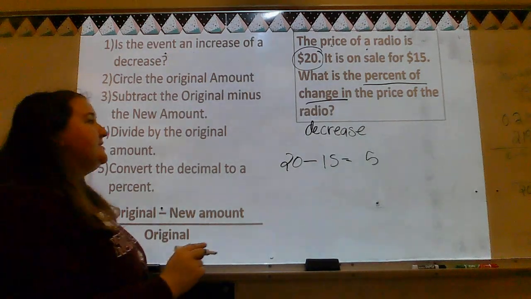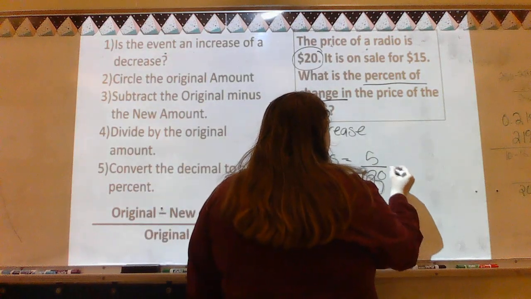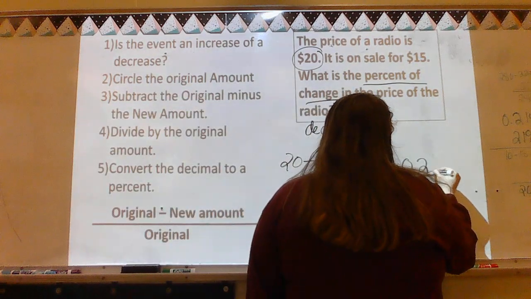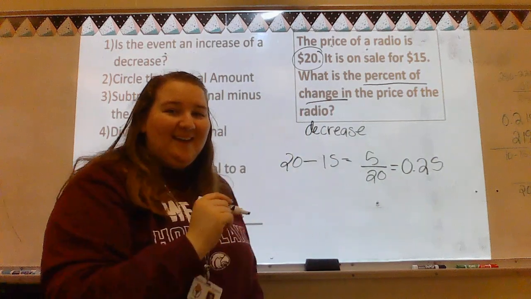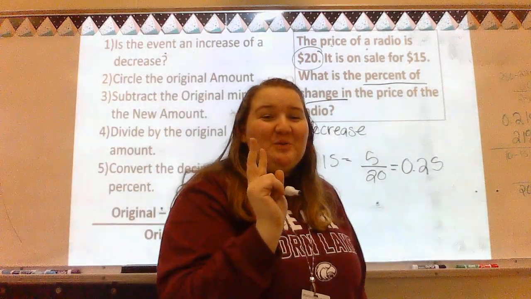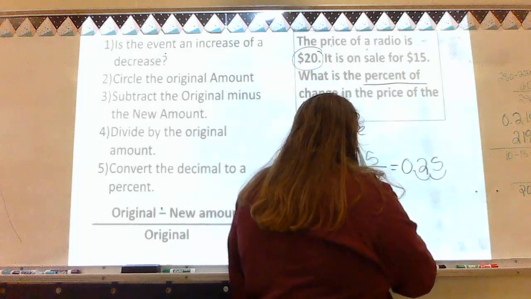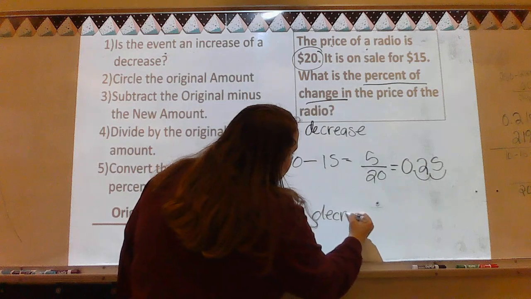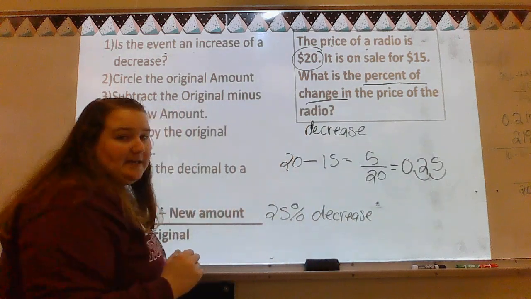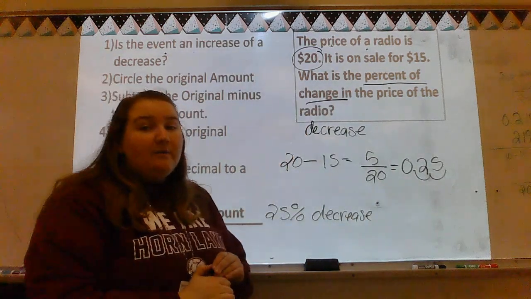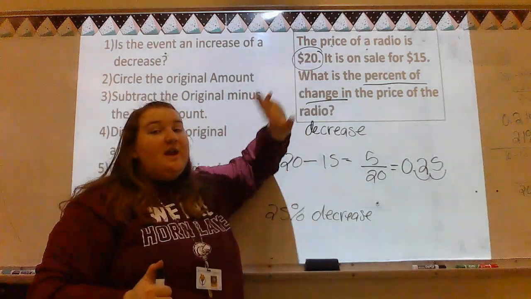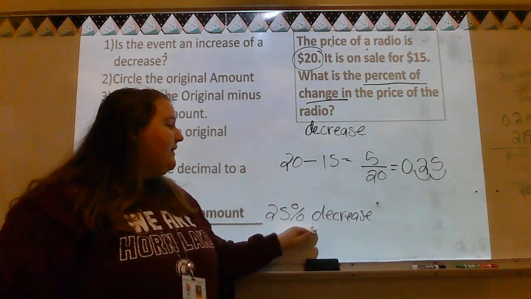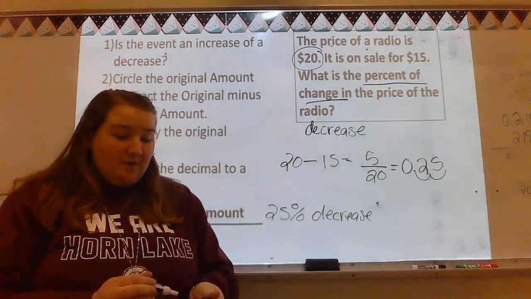I'm going to divide by my original. My original goes on the bottom. So divide by 20. If you divide 5 by 20, you get 0.25. And I'm going to move my decimal 2 places to the right. 1, 2. So this is a 25% decrease in price. That means you went to the store, you started with $20, and you had a coupon that brought it to $15. That means you had a 25% decrease, or a 25% sale.